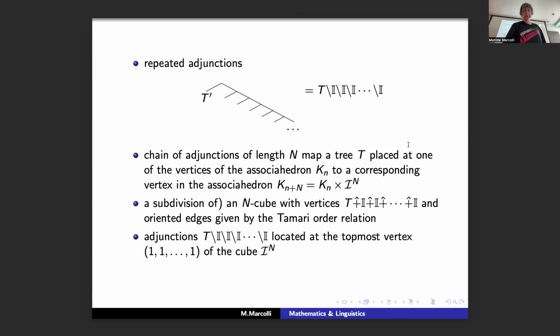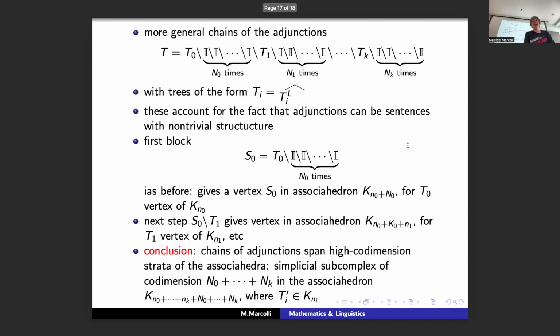So it means that it occupies a stratum of very high codimension inside this larger associahedron. And so this is a way that you can think also of more general types of chains of adjunctions where you allow some of these to have some additional structure, but you can still think of it this way. If you make a chain of adjunctions where some of the things have some further inner structure as trees, you will still get things where you decompose the associahedron that you get into parts of lower dimension and cubes that correspond to the number of simple adjunctions that you have.